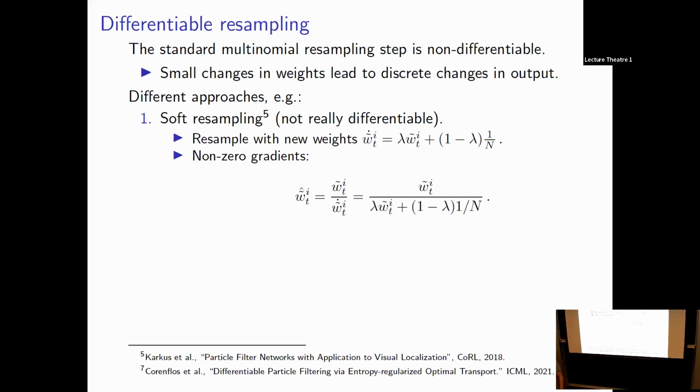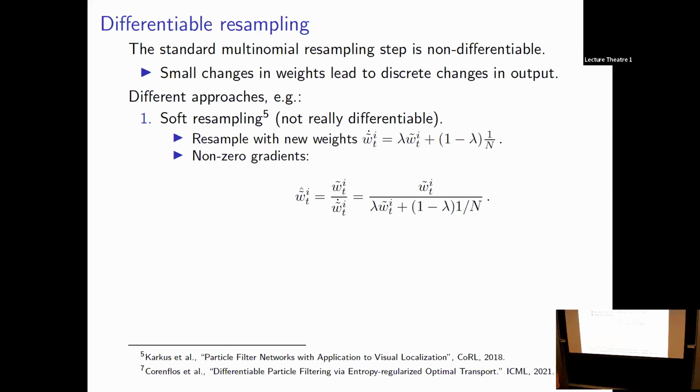Yeah, then with resampling, the problem with, let's say, a standard approach like multinomial resampling is that you use the inverse cumulative distribution function. So you basically have a discrete output. Your inputs are those normalized importance weights, and your outputs are the indices of the particles. A small change in your weights will not really cause a continuous update of your output. So that is why the whole process is not differentiable.